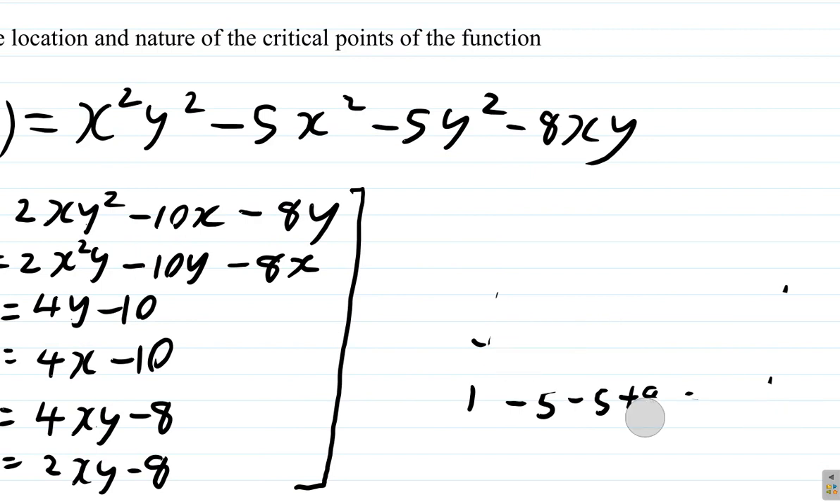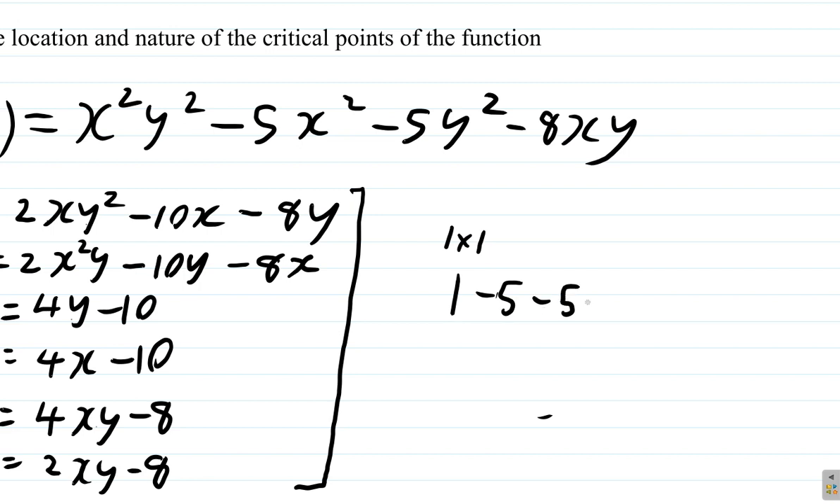the last critical point, when x is negative 1, negative 1 squared will be 1 times y is 1, which is just 1, minus 5 times negative 1 squared is 5, minus 5 ones by 1 squared is 5, minus negative 1 by positive 1 is negative 8 times negative 1 is positive 8. So it was negative 10 plus 8. Negative 10 plus 8 is negative 2 plus 1, negative 1. Right, it was right.